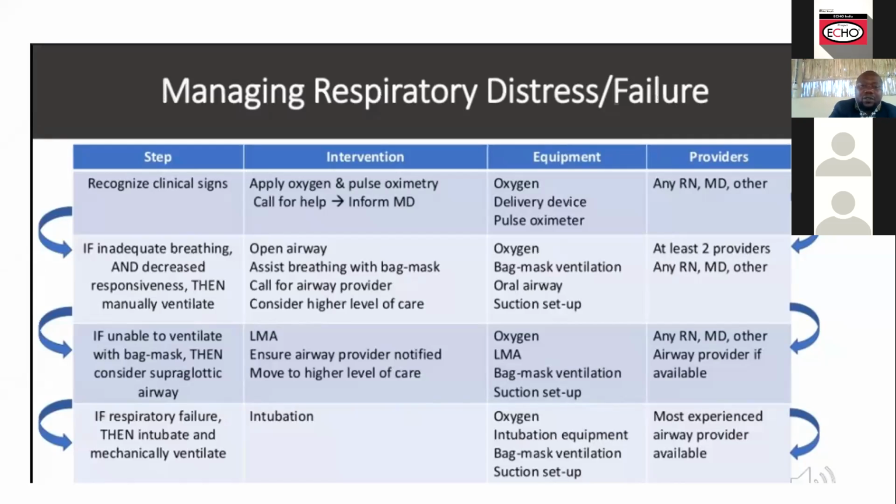Oxygen: deliver oxygen with oxygen delivery devices and the appropriate oxygen flow. Any registered nurse, whoever can administer oxygen, please: you call for help, you give oxygen, and then the medical doctor comes when you have already had an intervention in such respiratory distress or respiratory failure.